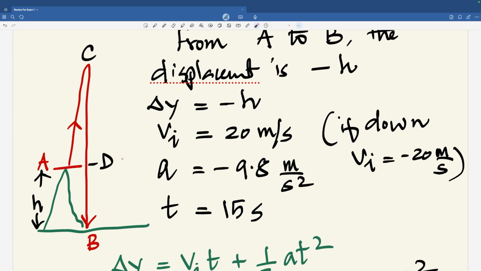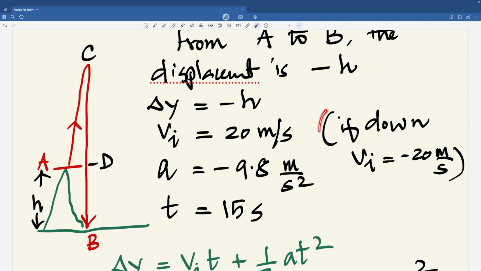Delta y, that's the symbol for how much it moved on the y-axis, is negative of the height. If you got that, then everything is clear. Okay, what was the initial velocity? 20. Why? Because it was thrown up, and up is positive, so that's why it's plus 20. Acceleration due to gravity is always negative. So negative 9.8 meter per second squared, and time is 15.